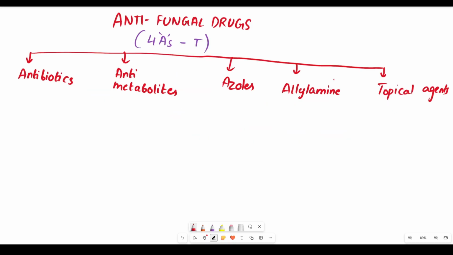So, the antifungal drugs are divided into five different subclasses. In that, four classes will be starting with the letter A, and one class will be starting with T, where T means it is topical agents, and the remaining A's are antibiotics, antimetabolites, azoles, and allylamines.